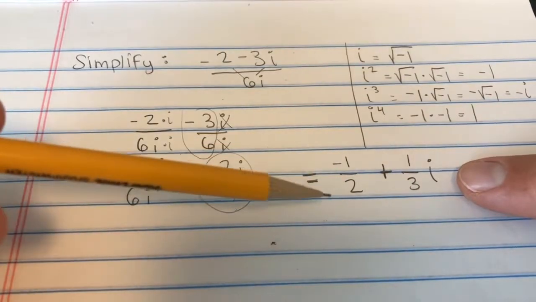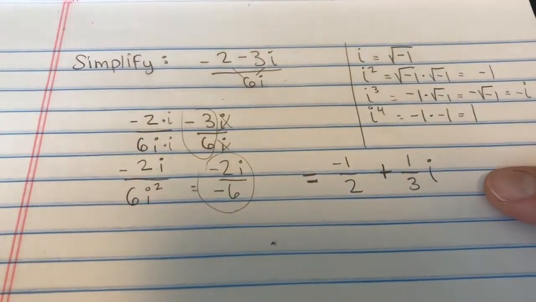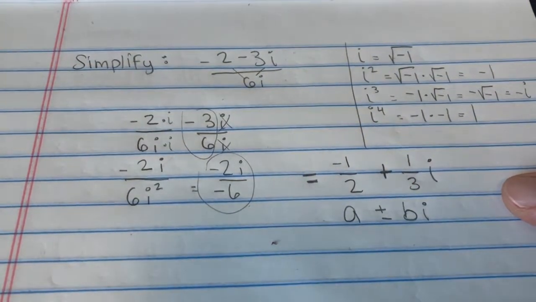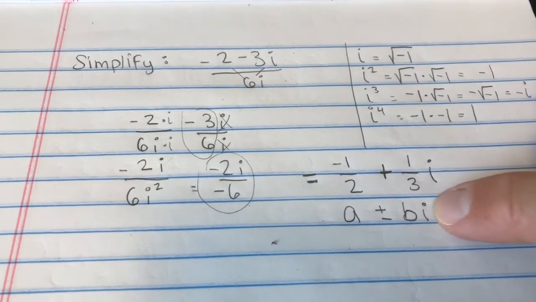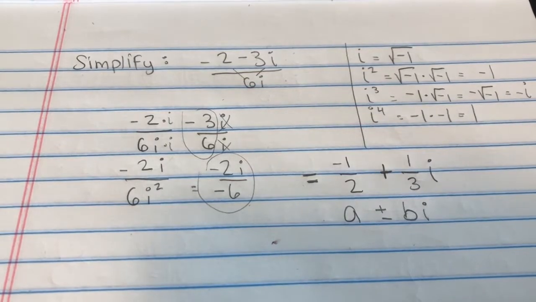I know it still looks kind of weird, but complex numbers are in this form. There's some number, and then plus or minus some other number, and then i. The i term always goes second.